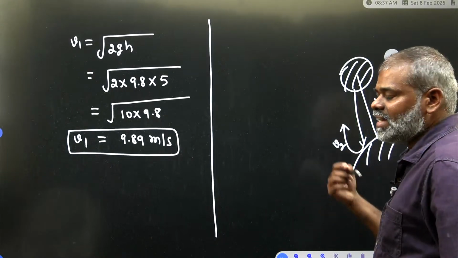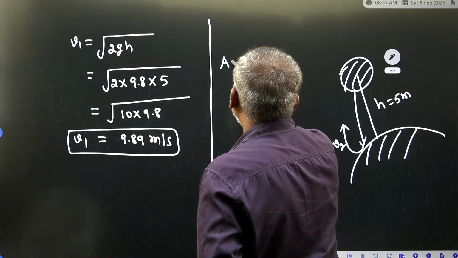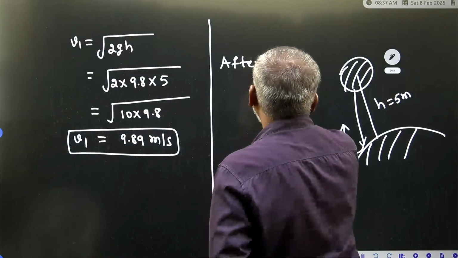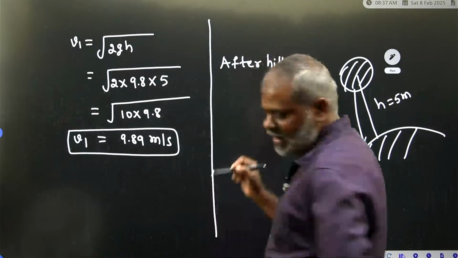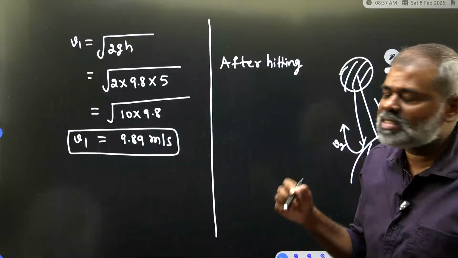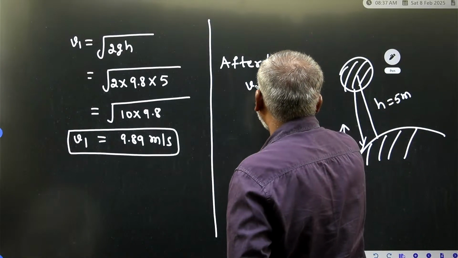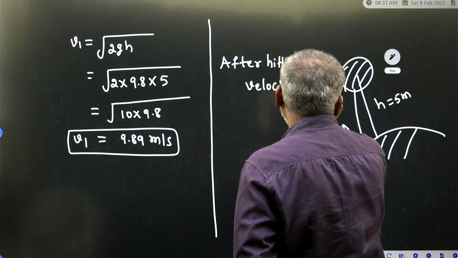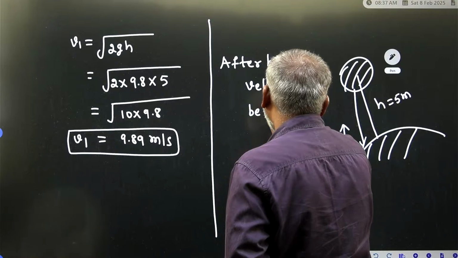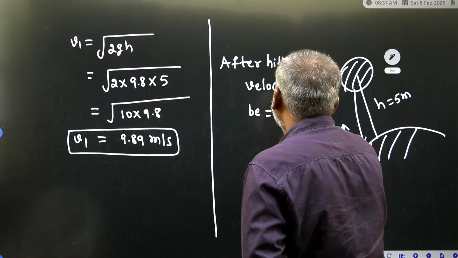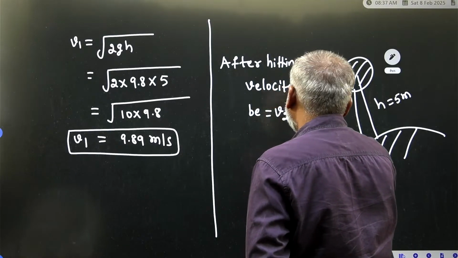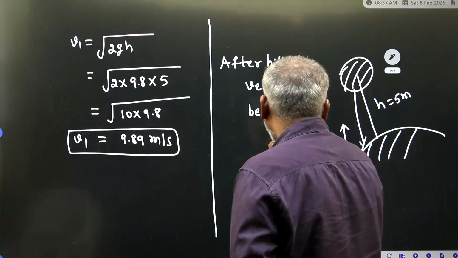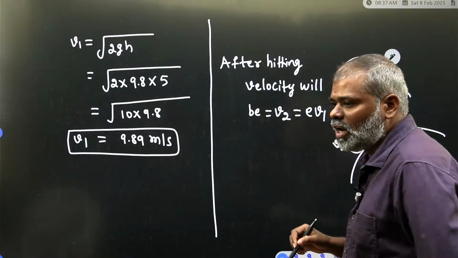After the hitting, we have to write the velocity. Since they gave the coefficient of restitution, the velocity after hitting is v2 is equal to e into v1. So what is e? e is the coefficient of restitution.